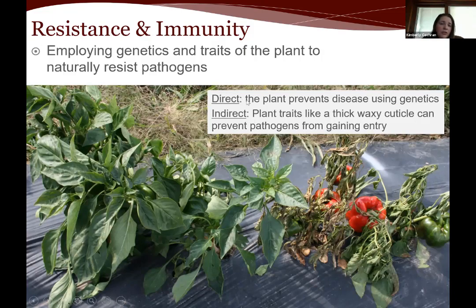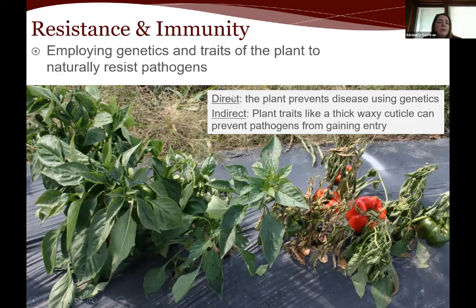So what I just described is a good example of direct plant resistance, where the plant actively prevents disease using genetics. Indirect plant resistance is when plant traits like a thick waxy cuticle can prevent pathogens from gaining entry, for example. But with indirect resistance, those traits will have other purposes as well. So its sole purpose is not just to prevent disease. In the case of a thick waxy cuticle, that's really beneficial to prevent sun scald on leaves, especially in some tropical plants or desert plants. It also helps reduce water loss through respiration.